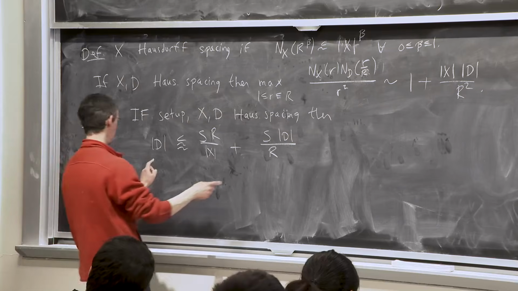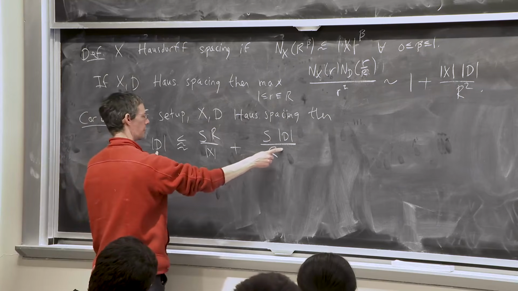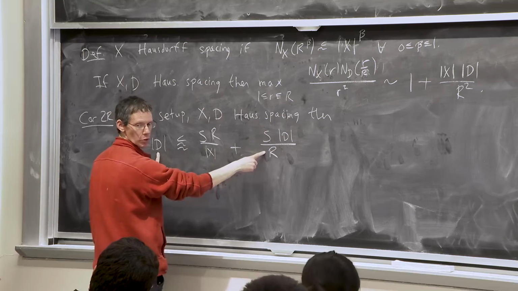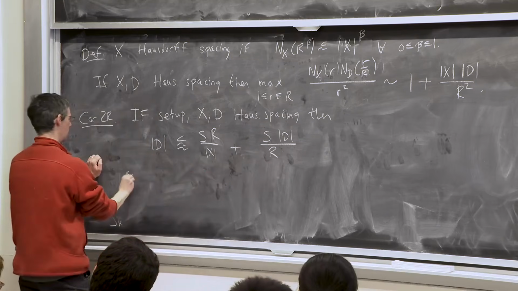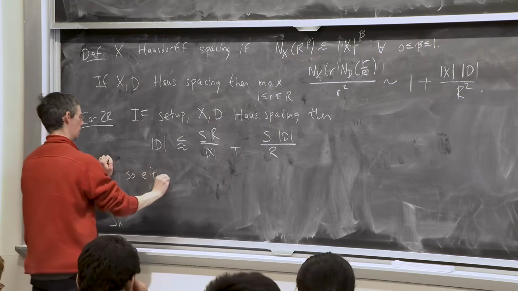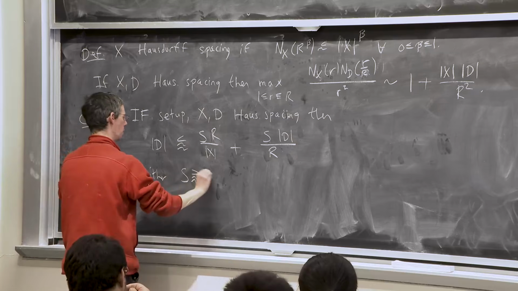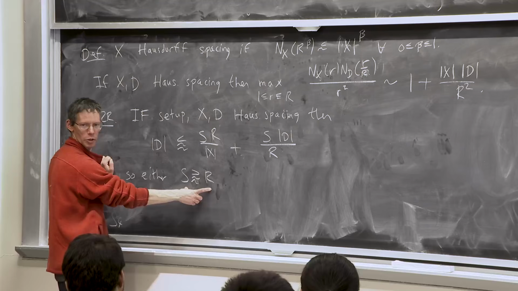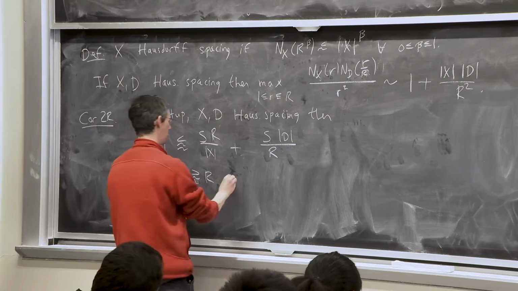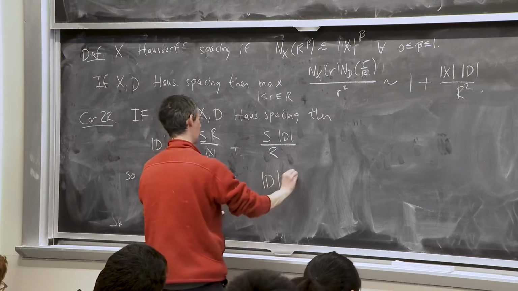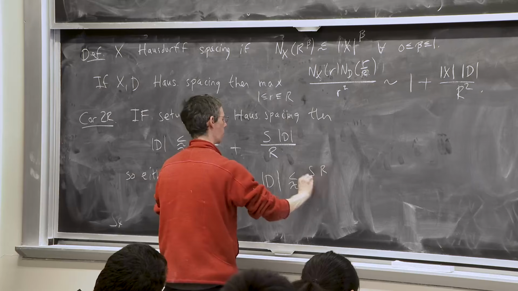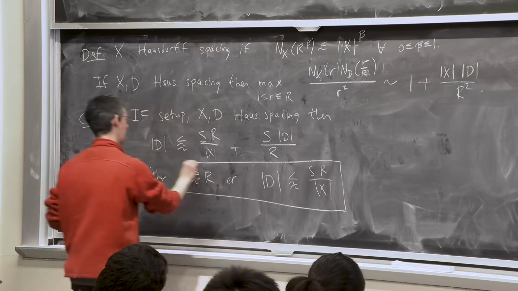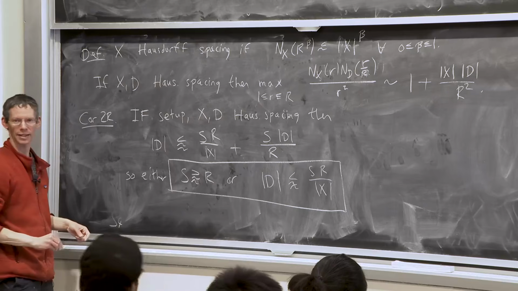OK. Now this one has an interpretation. If this term dominates, you can cancel the d's, and it tells you that S is almost R. So we get either S is almost as big as R. R is the biggest it could possibly be, so S is almost as big as it could possibly be. Or d is bounded by SR over x. So that's what we stated last time. The formula is not as nasty as the general formula.